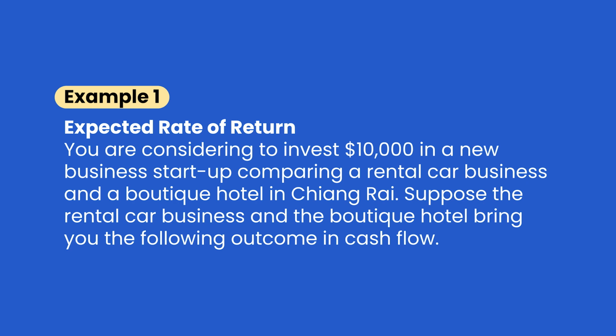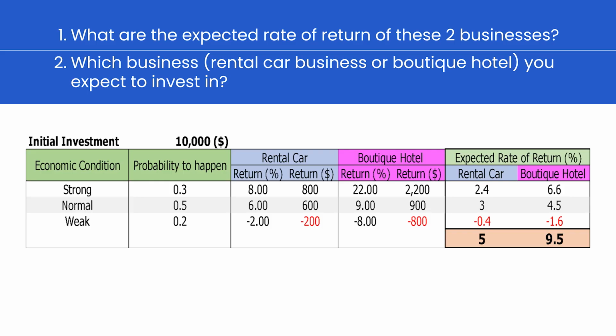Here on this page is an example of the expected rate of return calculations. As you can see, you are considering investing your $10,000 in a new business startup. You expect to invest probably in a rental car business or a boutique hotel, probably in Chiang Rai. Suppose the rental car business brings you the returns in the table on this page. May I ask, what are the expected rates of return of the rental car and the boutique hotel? I then would like to know which business you should invest in.